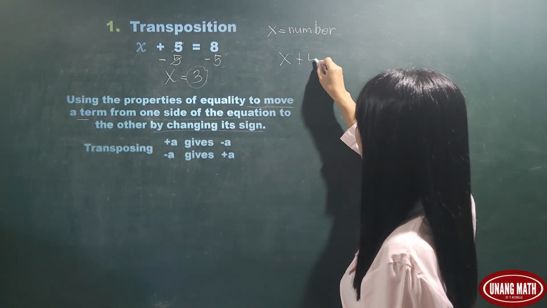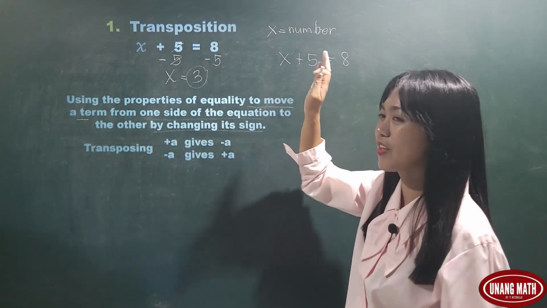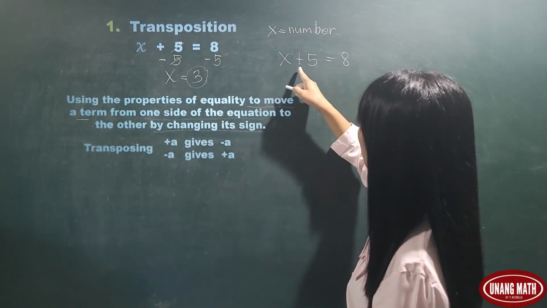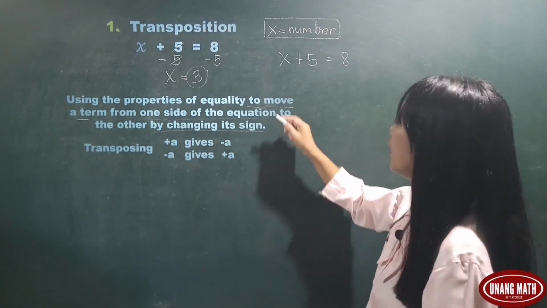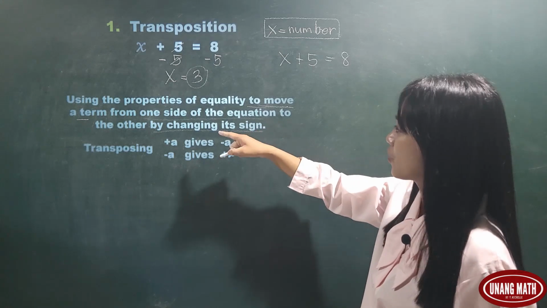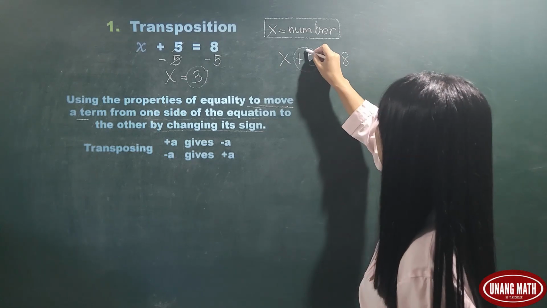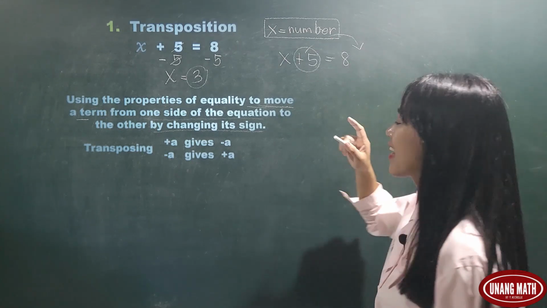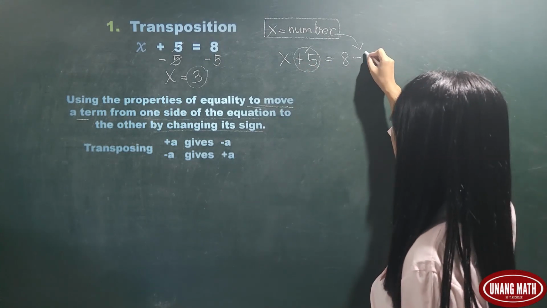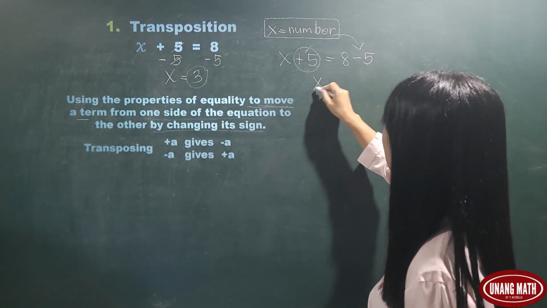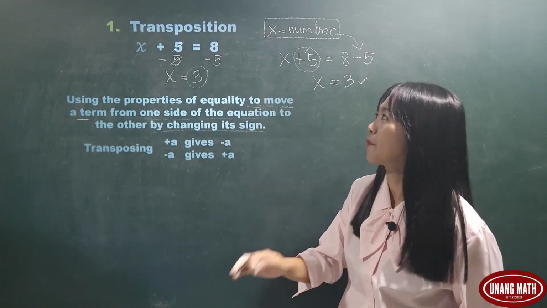Okay, let's get the same equation. x plus 5 equals 8. Let's solve this equation using transposition. Remember, we have to make this equation in the form x is equal to number. So we have to move a term from one side of the equation to the other by changing its sign. That means we have to move positive 5 on the right side of the equation. Since this is positive, the sign will change. It becomes negative. So here is minus 5. So x is equal to 8 minus 5, 3. We just got the same answer.